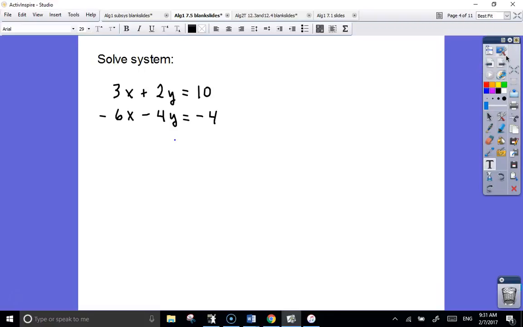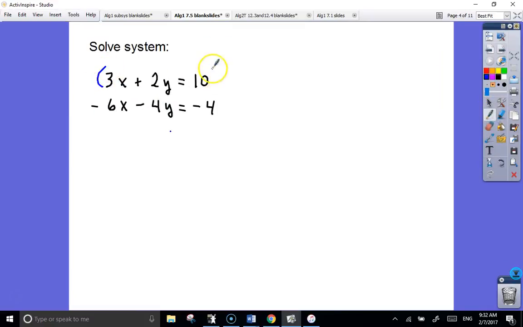Elimination. It's in standard form. The variables are lined up. But they're not ready. If I add right now, it's not going to cancel anything. What should I do before I try to add? Multiply the top by 2, right? So if I multiply this one by 2, I get my equivalent system, which is 6x plus 4y equals 20. And then the second equation is unchanged.